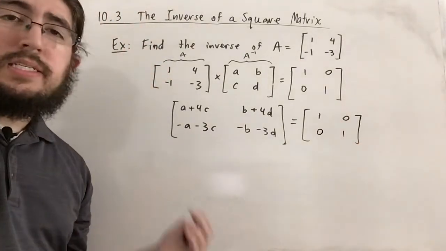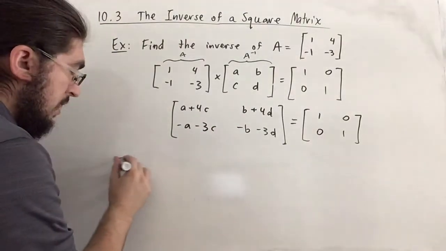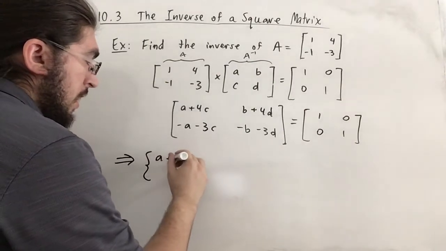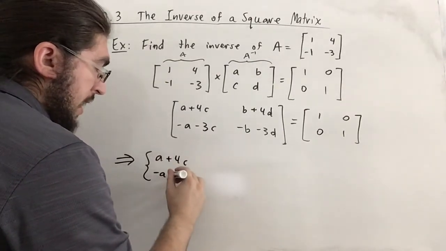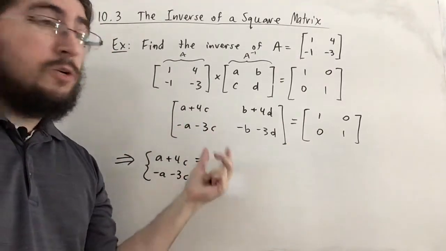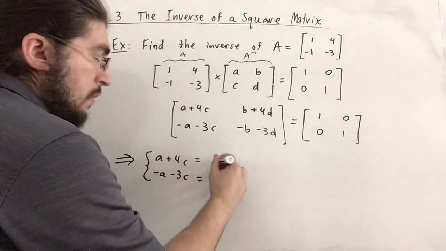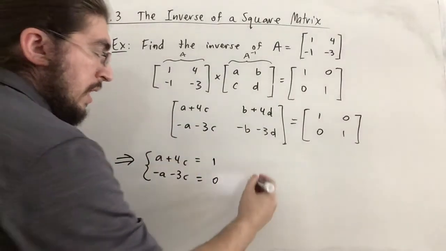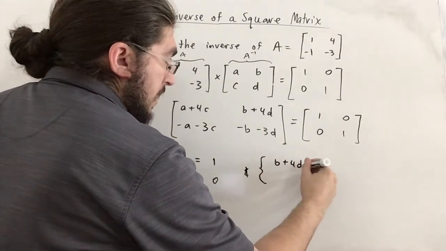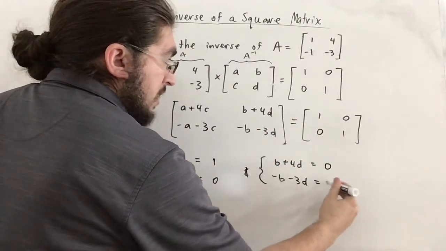So what we actually get is a system of equations. We have one for a and c and one for b and d. So we actually have two systems of equations here. One system is a plus 4c and negative a minus 3c. And these must be equal to the entries that they correspond to in order for these matrices to be the same. In other words, the top entry here must be 1, the lower entry here must be 0, and we have this other system of equations, b plus 4d equals 0, and negative b minus 3d is equal to 1.